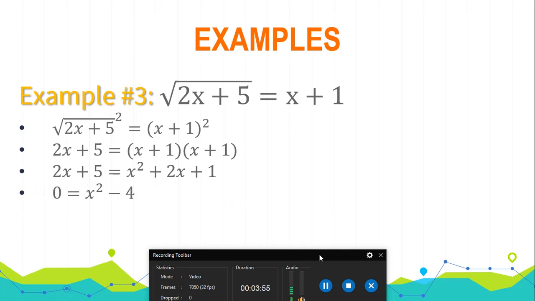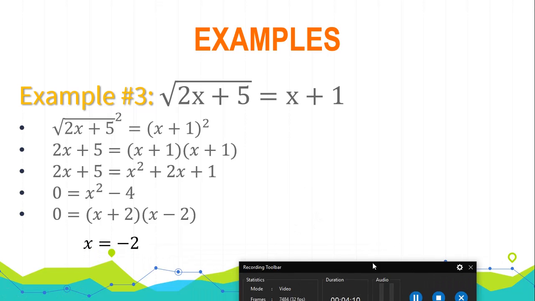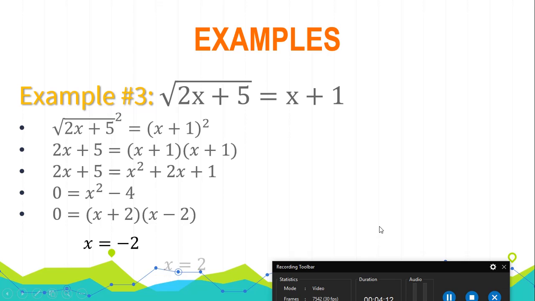And at this point, you can choose any factoring method that you like. When I look at this quadratic, I see the difference of perfect squares. So I know that the quantities are x plus 2 and x minus 2. And each factor gets set equal to 0. So my roots are at negative 2 and positive 2. So these would be my solutions.